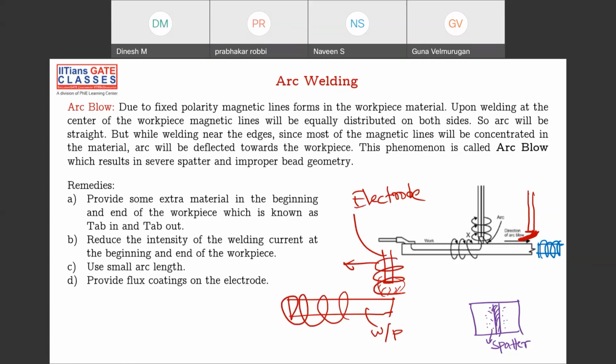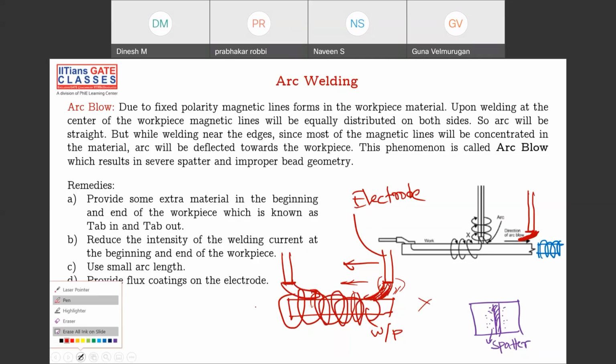Now, what is the problem here? The problem is that the workpiece is towards this side. So there is no workpiece here. As the magnetic lines are very much towards the left hand side, initially when the welding is started, there is a chance that the arc will try to deviate towards the magnetic lines. It can happen at the end also. The magnetic lines are more towards this side, so the arc will deviate towards the workpiece, right?